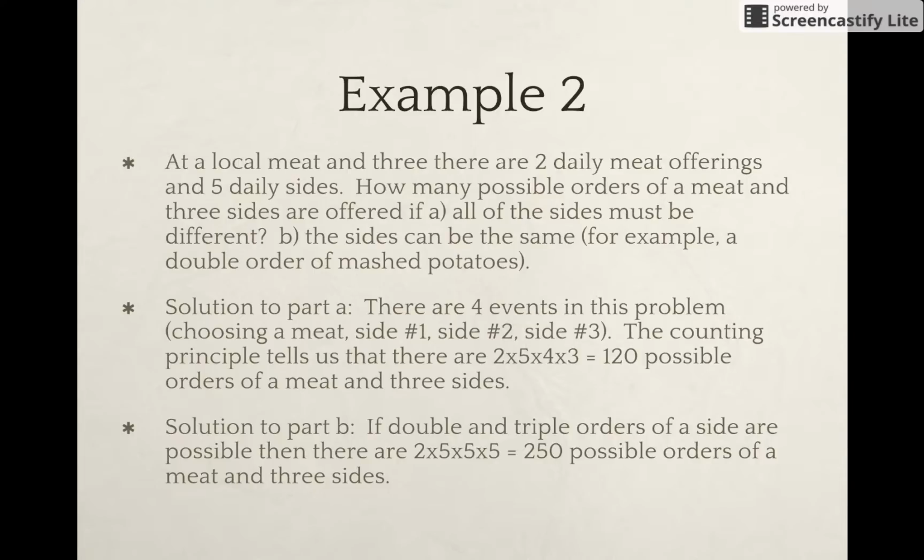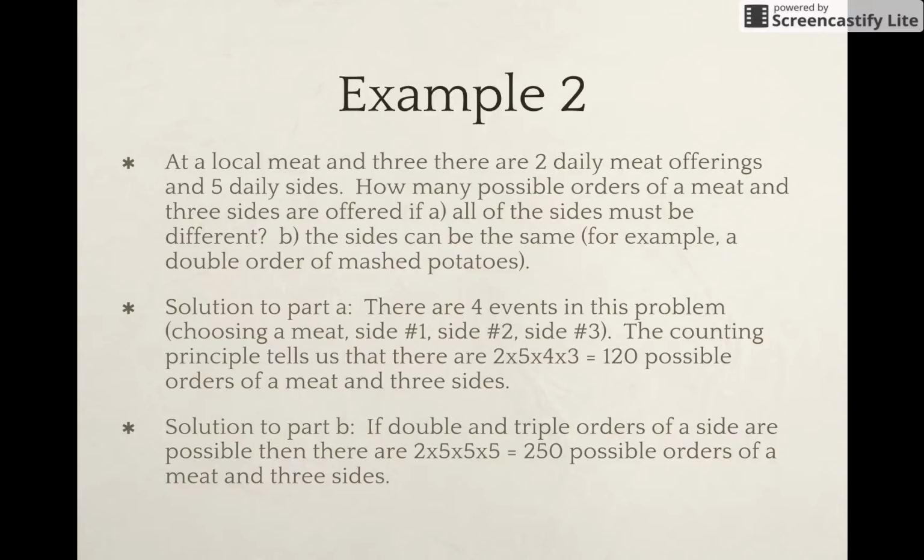All right, in our scenario, we're going to consider two different types of orders. Part A, we're going to consider that all the sides must be different. And in part B, we're going to consider that you might be able to order the same side. For example, maybe a double order of mashed potatoes, maybe a triple order of mashed potatoes if you really like mashed potatoes. And so we'll see what that does to the number of ways that we can order.